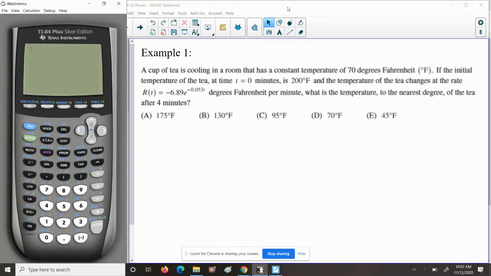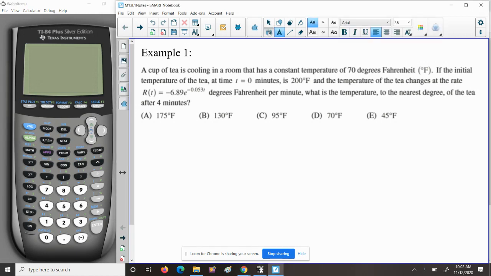All right, guys, today we're going to take a look at some more rates and accumulation type problems. We've talked about this before, but I want to go towards more specific problems that deal with rates and accumulation and using area to approximate an integral.